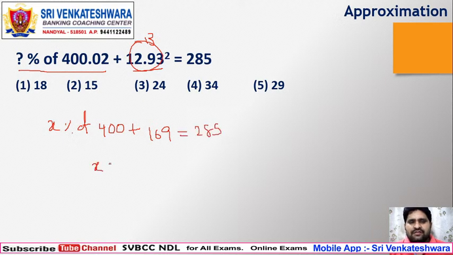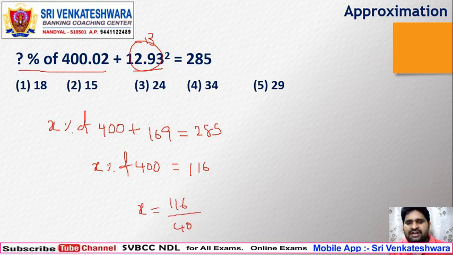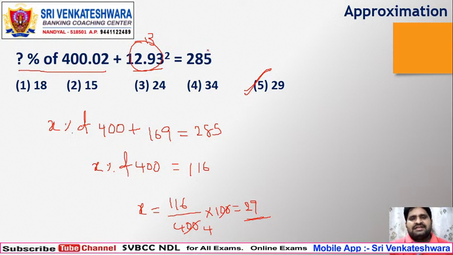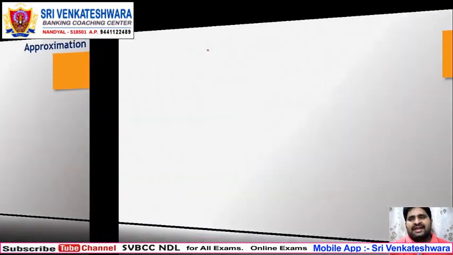So x percent of 400, I write the same way. If I take 169 that side, 285 minus 169 is 116. So x is equal to what percent? 116 by 400 into 100. 100 will go 4 times, divide with 4; 400 goes 4 times, divide with 4. 4 twos are 8, there will be 36, 4 nines are 36. So it's nothing but 29 percentage. Simply I can take it as 29 percentage. How we take it? Is it clear? So are you getting how we are taking approximation?